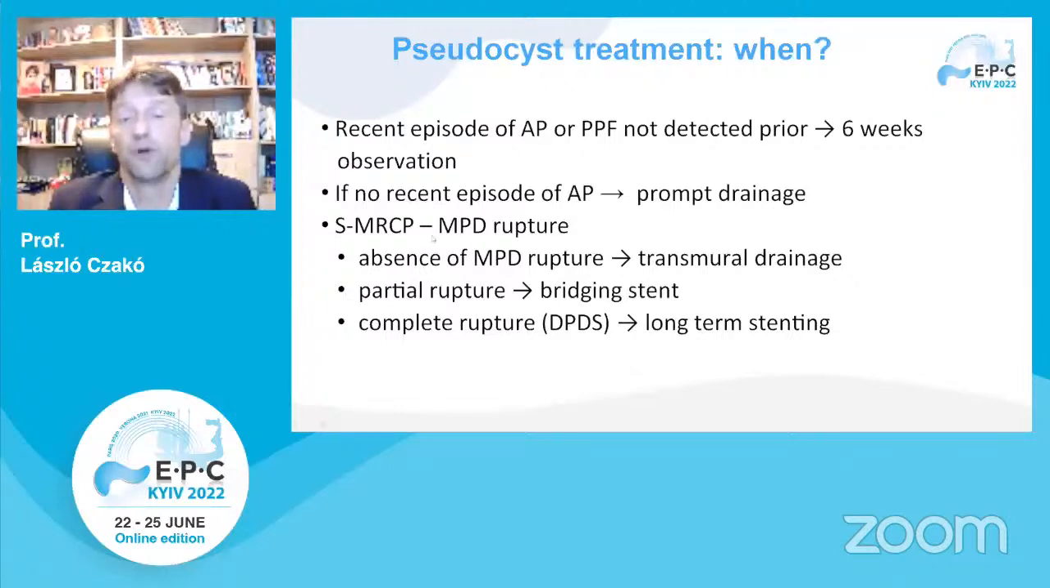Unlike acute pancreatitis-related fluid collections, ductal communication with the pseudocyst is evident in a higher proportion of patients with chronic pancreatitis. Therefore, MRI with secretin-enhanced MRCP should be performed to diagnose MPD rupture before drainage of the pseudocyst. In the absence of MPD rupture, endoscopic drainage can be only transmural. If a partial MPD rupture is present, insertion of a stent bridging the rupture can be a treatment of choice. In the case of a complete MPD rupture, that is the disconnected pancreatic duct syndrome, when we remove the transmural stent, there is a high risk of recurrence of pseudocyst. Therefore, long-term stenting should be considered in these cases.